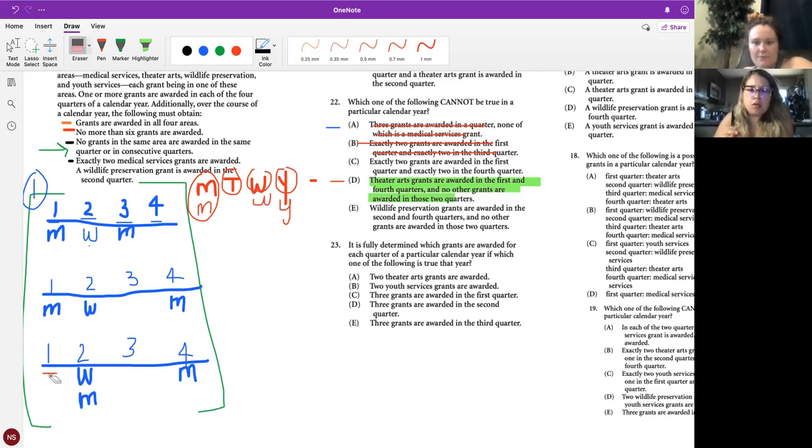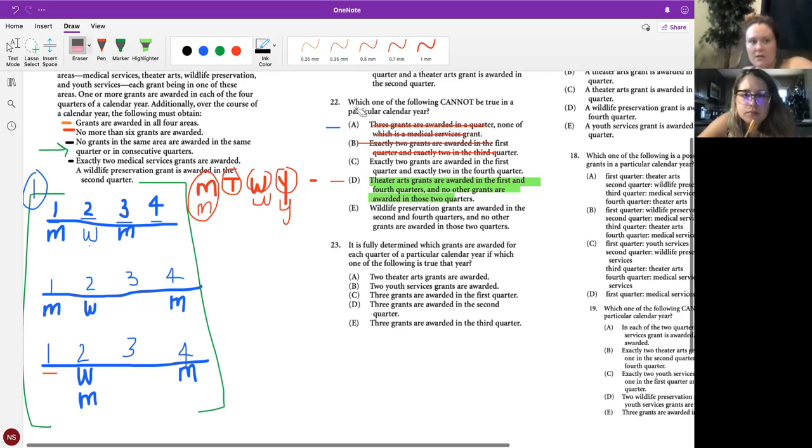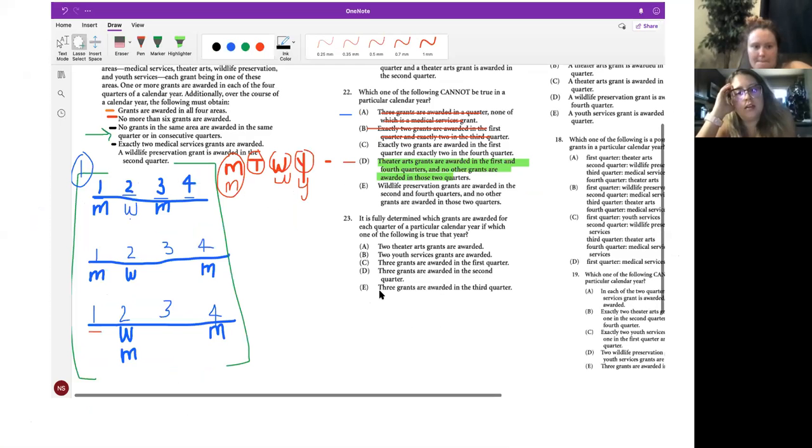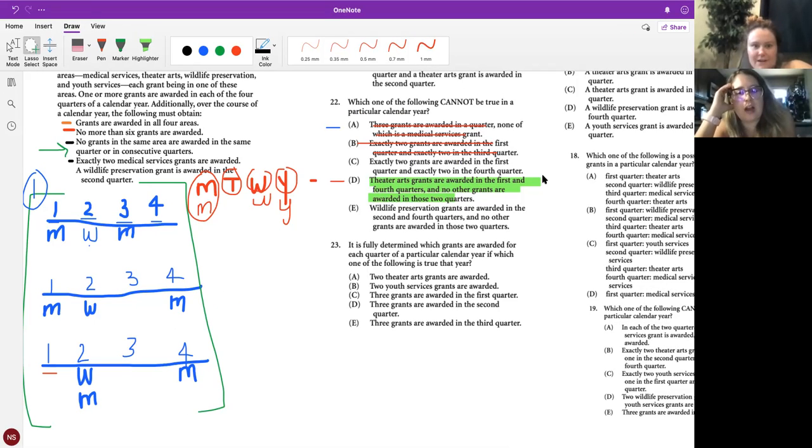And then, just because we're short on time, do you know how to do fully determined questions? Oh, those are the ones that I've done a few of, not a lot. Okay. So the goal is, if we knew this, we could determine where absolutely everybody goes. So go ahead and try this last one. It's fully determined which grants are awarded for each quarter, if which of the following is true that year. So 2 theater arts grants are awarded.